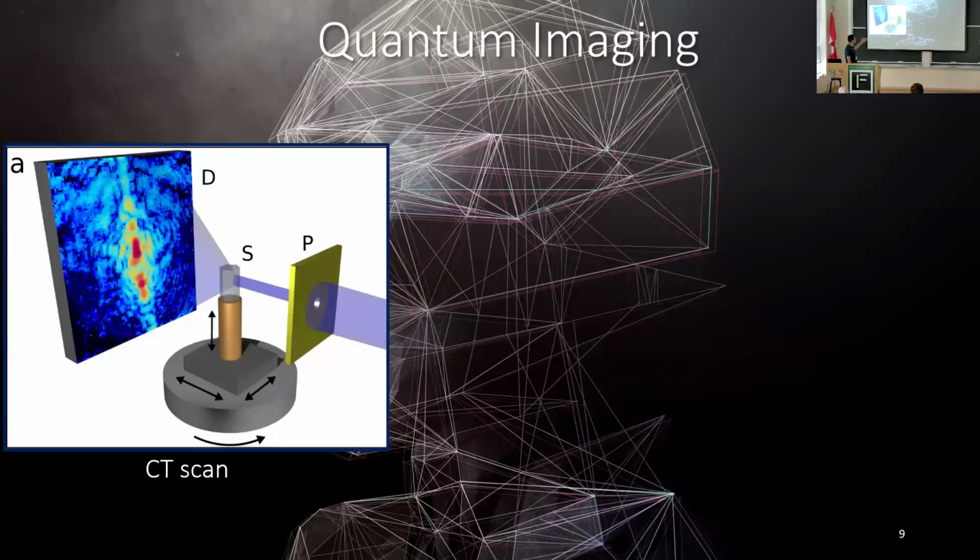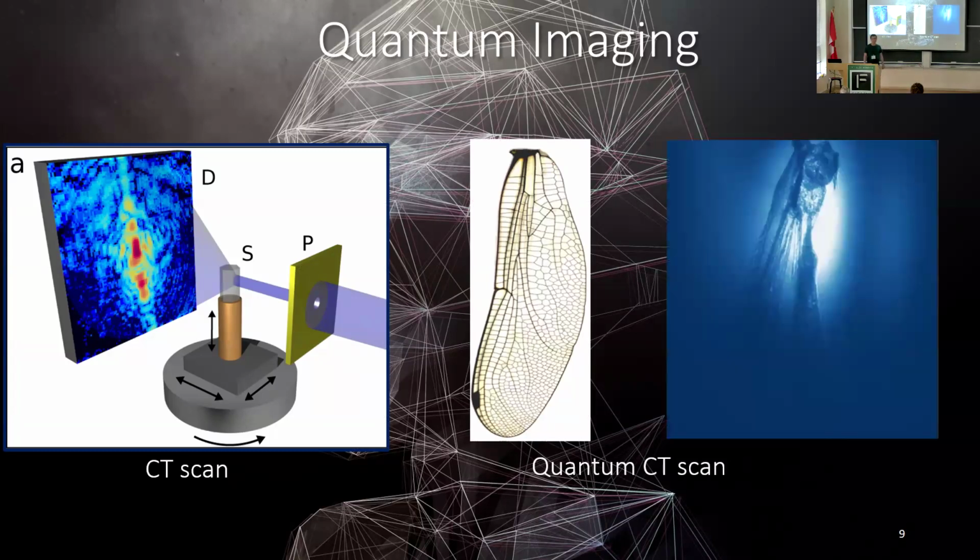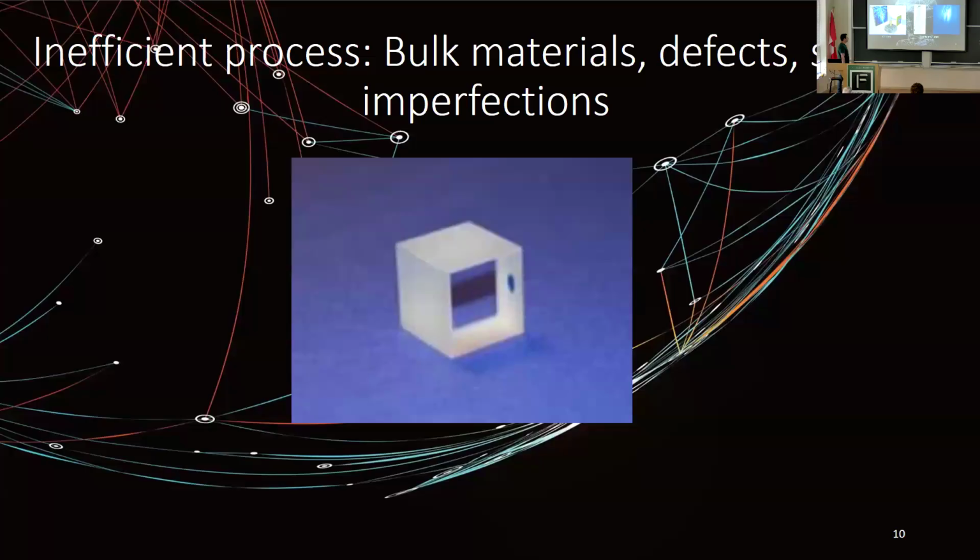For example, if you want to develop what we call a quantum CT scan system and try to make some images, the image is quite blurry if you're using single photons and coincidences in the heralded signal. So there are some ways to resolve this problem. One of the main problems comes from the inefficient process, because the crystal you have is a bulk material, it has defects and a lot of imperfections.